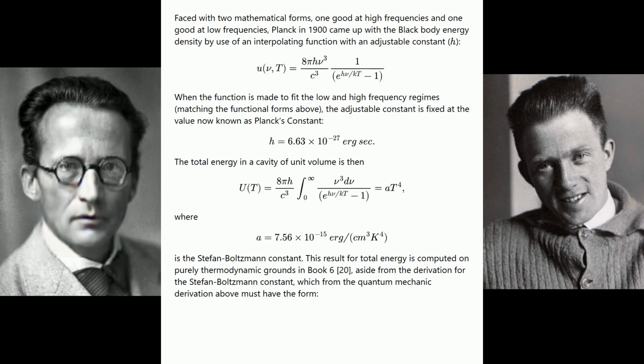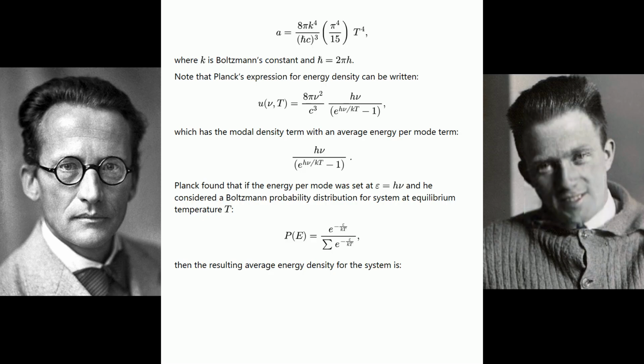This result for total energy is computed on purely thermodynamic grounds in Book 6, 20. Aside from the derivation for the Stefan-Boltzmann constant, which from the quantum mechanic derivation above must have the form, see the next equation, where k is Boltzmann's constant, and h-bar equals h over 2 pi. Note that Planck's expression for energy density can be written, see the equation, which has the modal density term with an average energy per mode term.